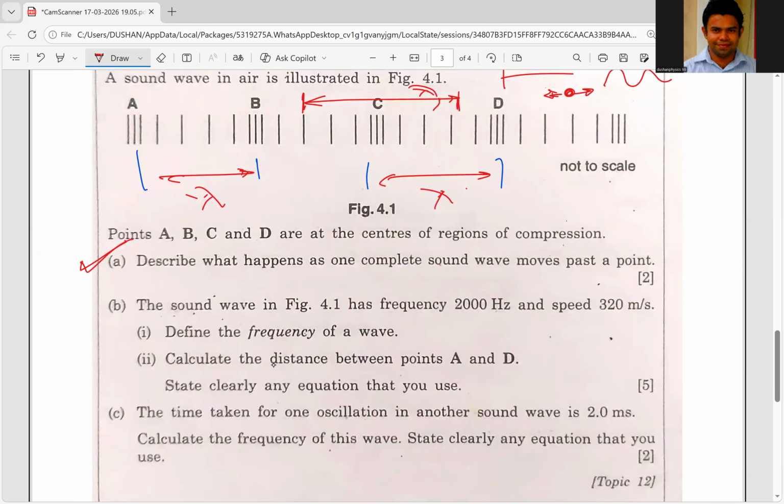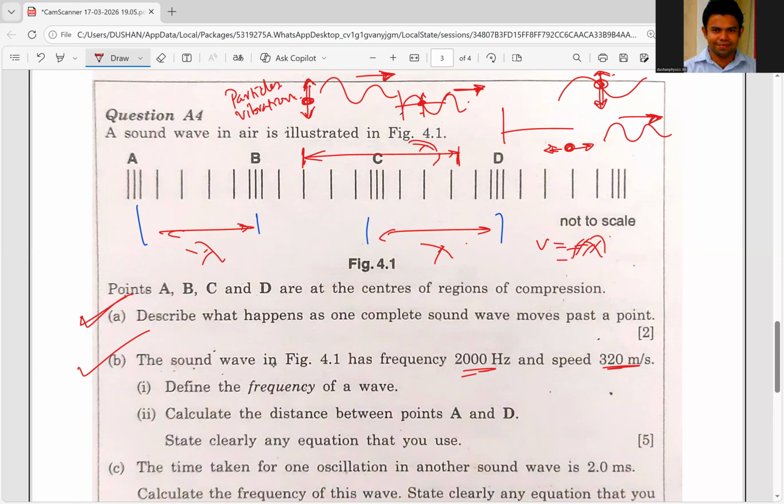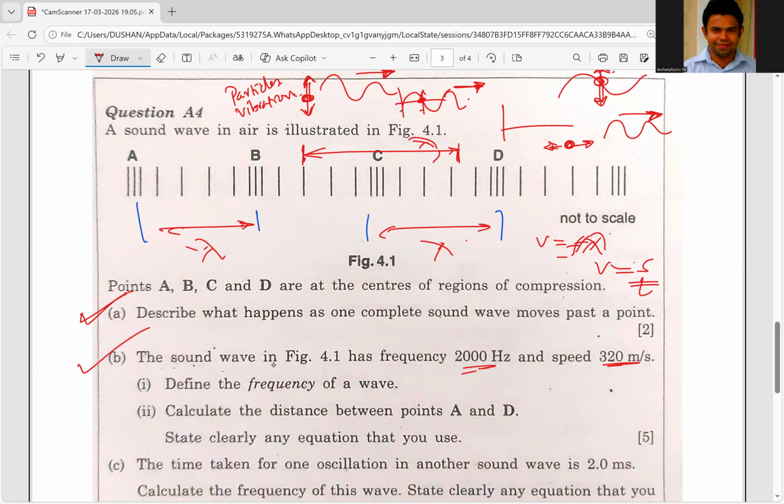Right. Let's come to part B. The frequency is 2000 hertz, speed is 320 meters per second. For any wave speed, there are two equations. What are those? V equals f lambda. There's another equation. V equals distance over time. V equals distance over time, very good. S over T, or x over T. Good.